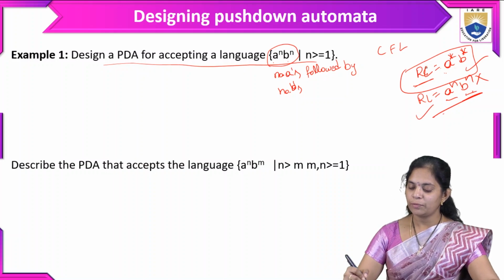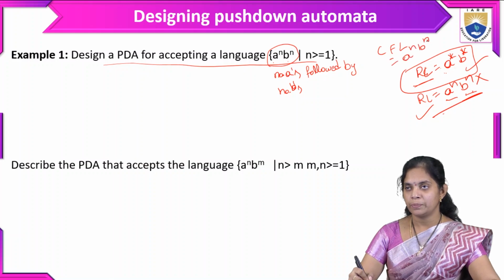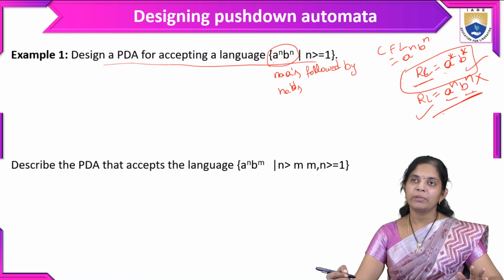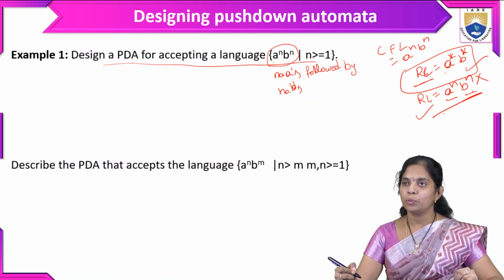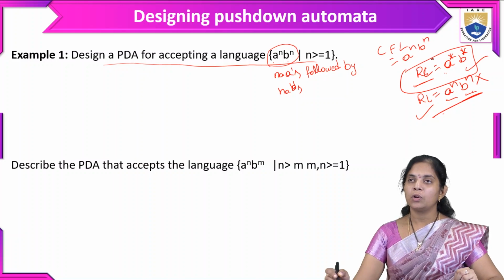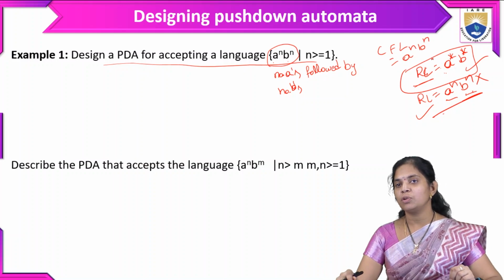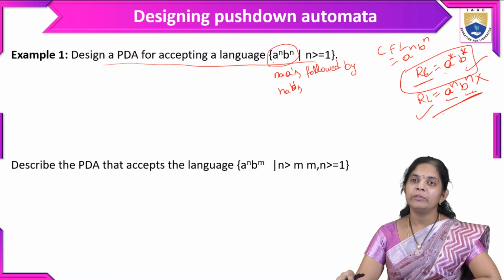So this kind of language comes under the context-free languages. So this is n number of A's followed by n number of B's. How to design the pushdown automata? The logic behind the construction of a pushdown automaton is that we are using the stack. In that, we have to use the operations called push and pop.